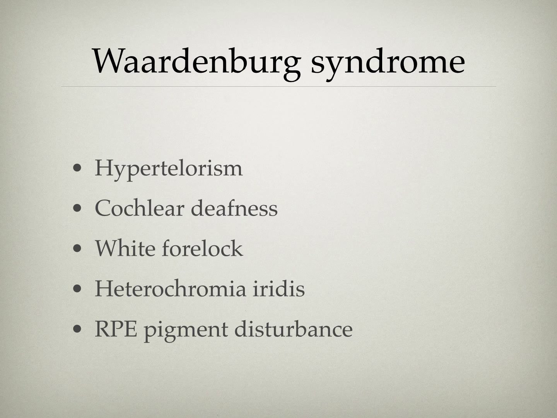All right, we'll take a break after this to talk about the patient. Hypertelorism, cochlear deafness, white forelock, heterochromia iridis, and this RPE pigment disturbance, which is what it's listed as in the book, might actually mean that one fundus is really hypopigmented and one's normal. Thought that was interesting. He also had a cataract on the side that was abnormal.